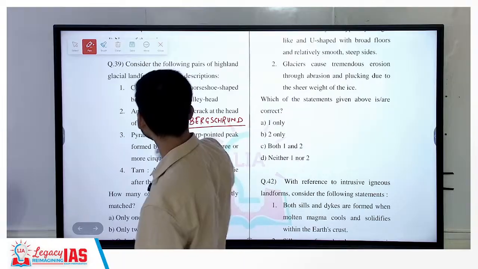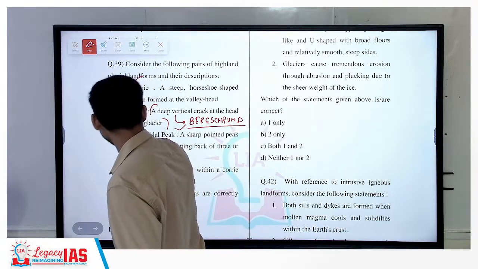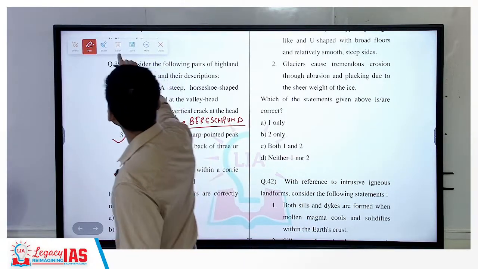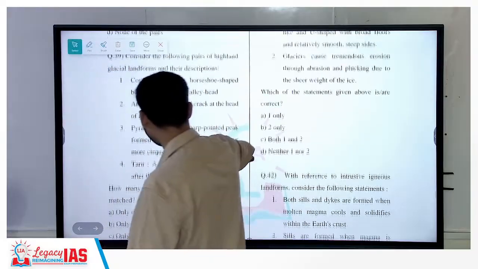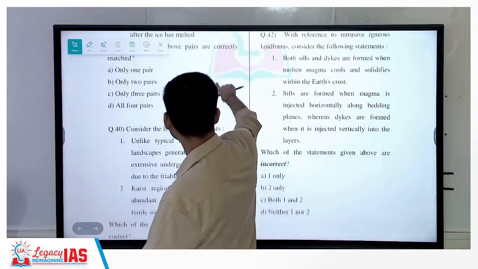So what is the correct option? 1, 3 and 4. How many pairs? 3 pairs. 3 pairs are correctly matched.